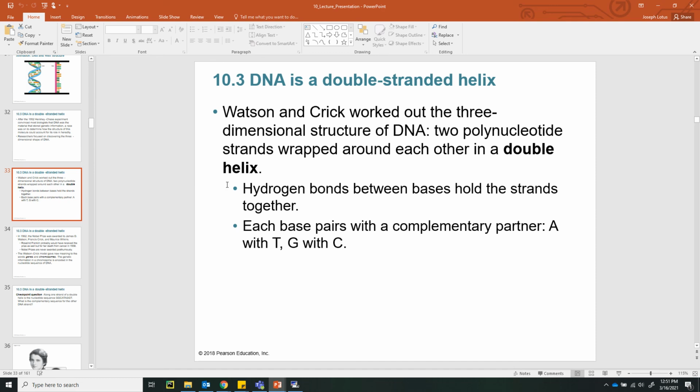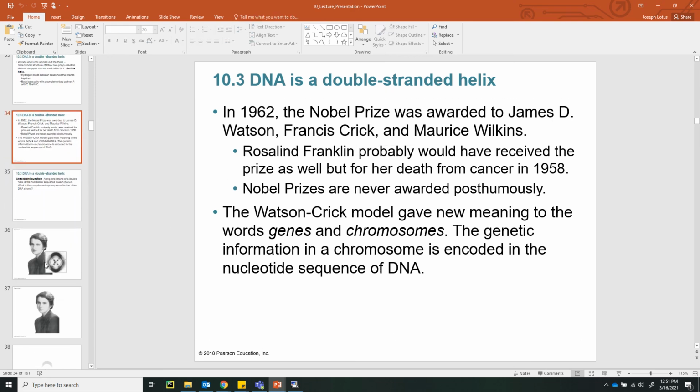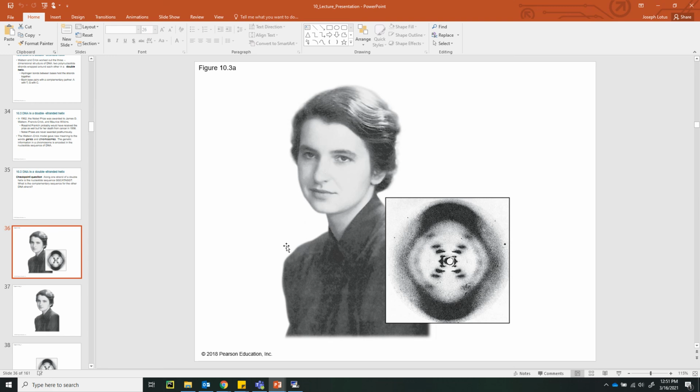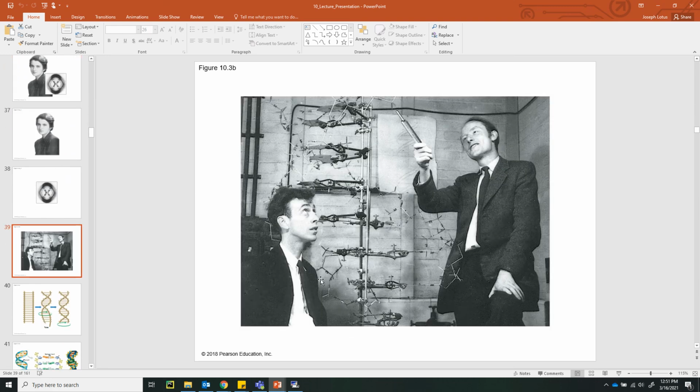Watson and Crick are the ones who got the Nobel Prize for discovering this shape. However, there were some other scientists that contributed to this as well, such as Rosalind Franklin. She's the one who discovered this X-ray crystallography picture here that helped lead to the discovery of the shape of DNA. There's Watson and Crick.